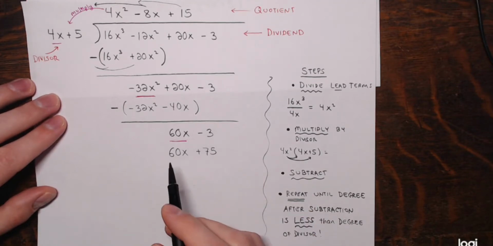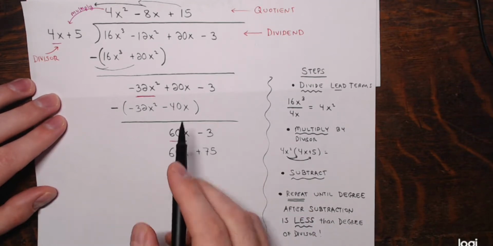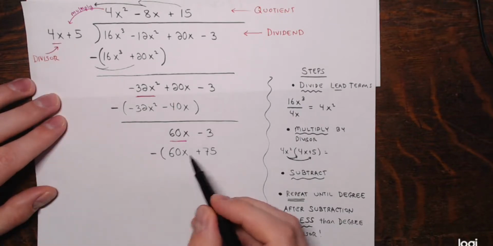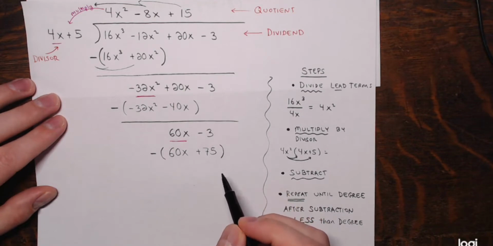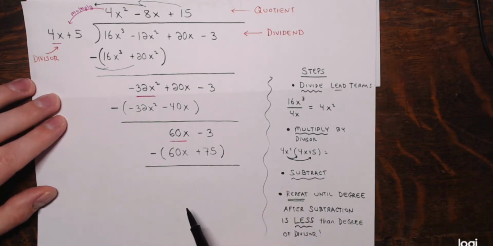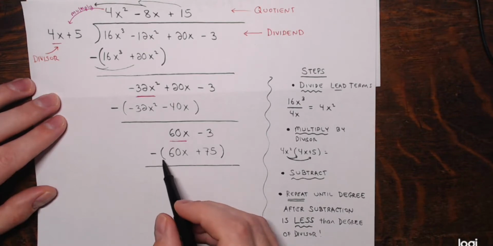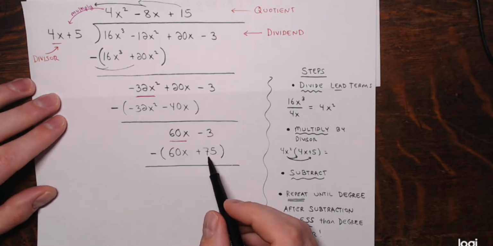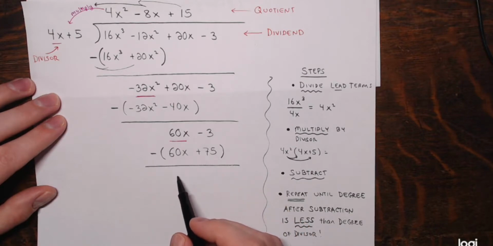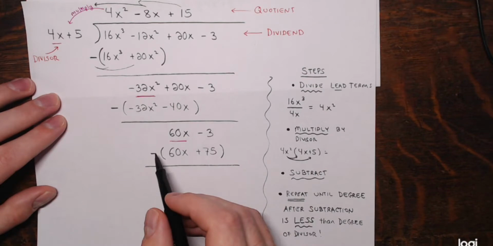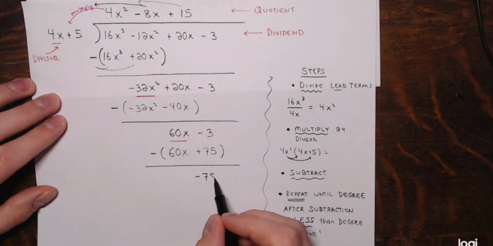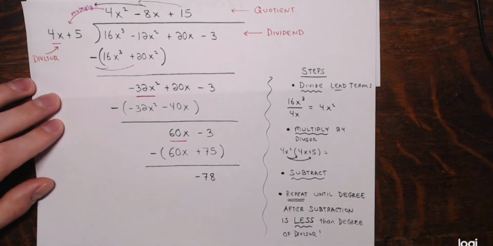Now I did the division step, the multiplication step, now the subtraction. Don't forget to subtract all of it. Put a minus sign and then parentheses around that line you wrote. We're going to subtract 60x and subtract 75. 60x minus 60x is 0. Negative 3 minus 75 would be negative 78. Right. And now we're finished.